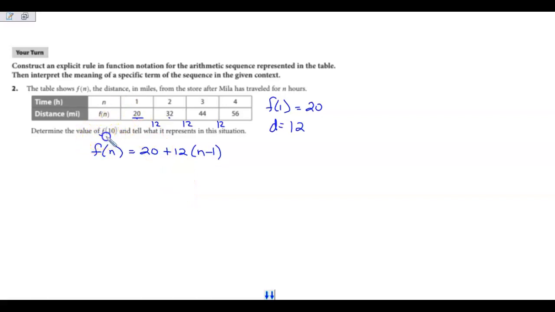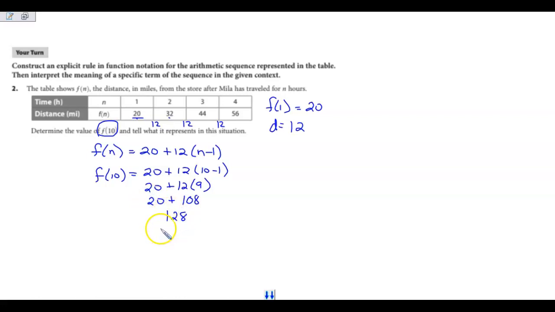They want to know what the value at 10 hours is going to be. So in 10 hours, replace n with 10. 10 minus 1 is 9. And 12 times 9 is 108. Plus 20 is 128. So in 10 hours, they will have been able to travel 128 miles.